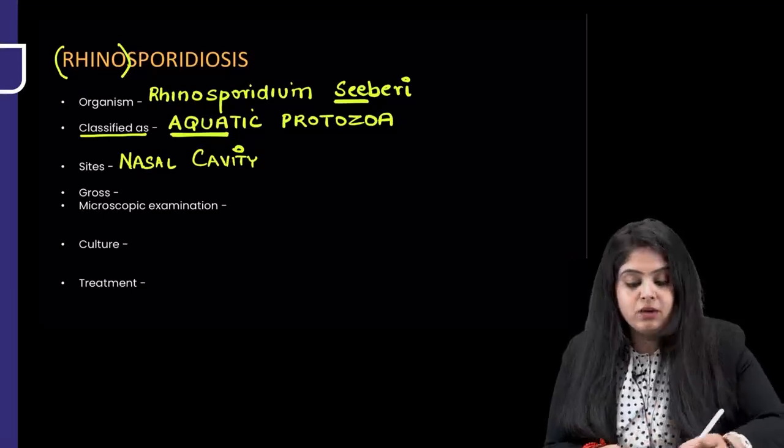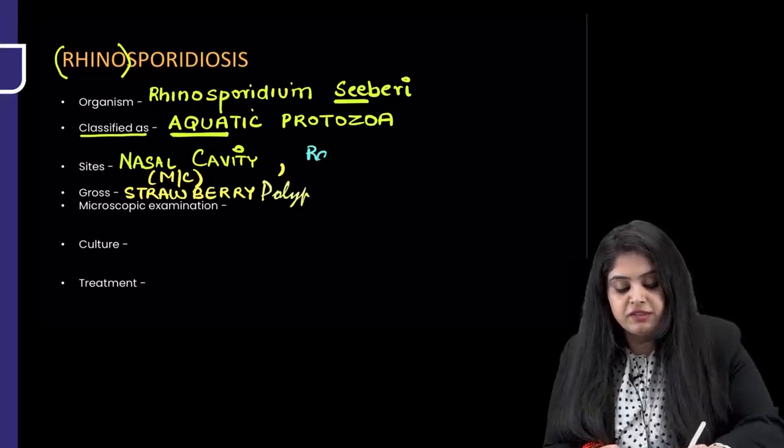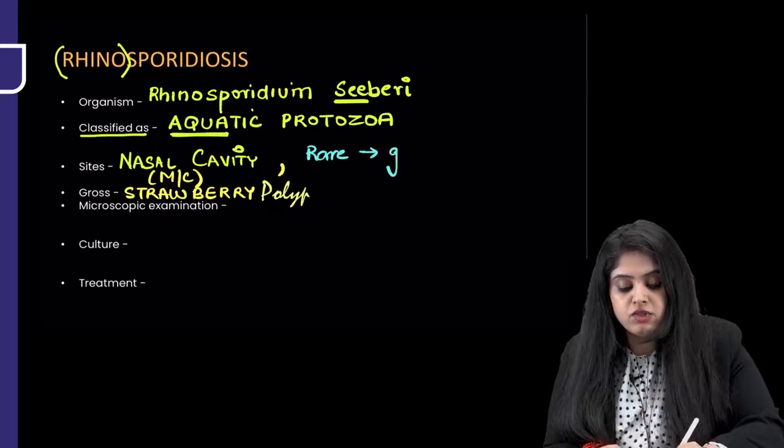So coming all the way back, one is nasal cavity, which is obviously going to be the most common, and I've told you the gross finding of it, it is going to look like a strawberry polyp. On the other hand, there are some rare sites. This can also occur in the genitals. This can also occur in the eyes.